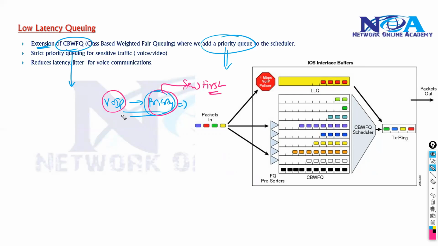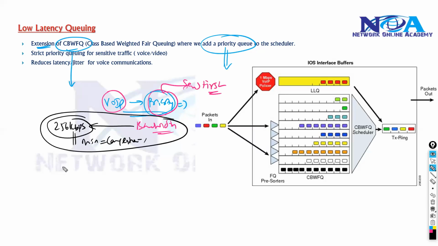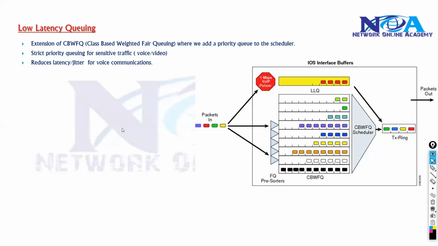The difference between priority and bandwidth is this: the bandwidth option, if I give 256 kbps, will guarantee that minimum bandwidth at the time of congestion, but it will not give priority. It will not say that this traffic is more important, so send it first. There's no priority for the traffic. But some sensitive traffic has to be prioritized and sent first, especially VoIP traffic, where you want to reduce latency and jitter. That's what we are adding here.